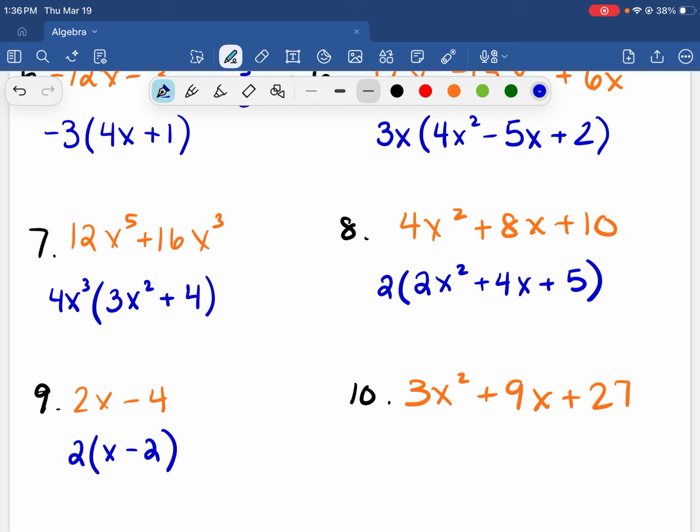And the last one, 3x squared plus 9x plus 27. They don't all have an x, only the first two, so we're not going to pull out or factor out any variables, any letters. And 3, 9, and 27 are all divisible by 3, so I'm going to factor a 3 out, and I'm left with x squared plus 3x plus 9.